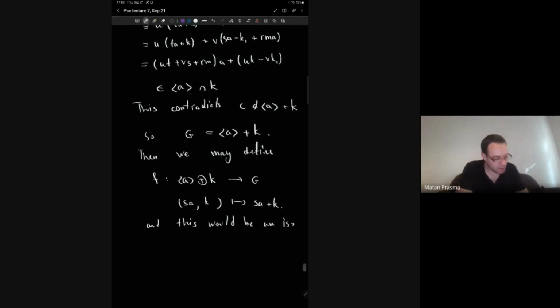I mean, generally speaking, if you have two subgroups whose sum is the whole group, and their intersection is trivial, it means that the big group G is simply isomorphic to the direct sum. Okay, so this completes this proof. Any questions about this lemma?